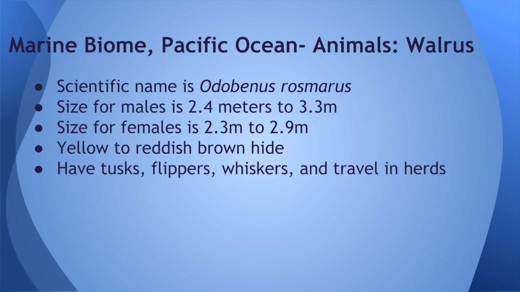The first animal is the walrus. Its scientific name is Odobenus rosmarus. The typical size for males is 2.4 meters to 3.3 meters. The typical size for females is 2.3 meters to 2.9 meters. Walruses typically have yellow to reddish-brown hide, which could be affected by any previous lesions or injuries that they have had. All walruses have tusks, flippers, whiskers, and travel in herds.